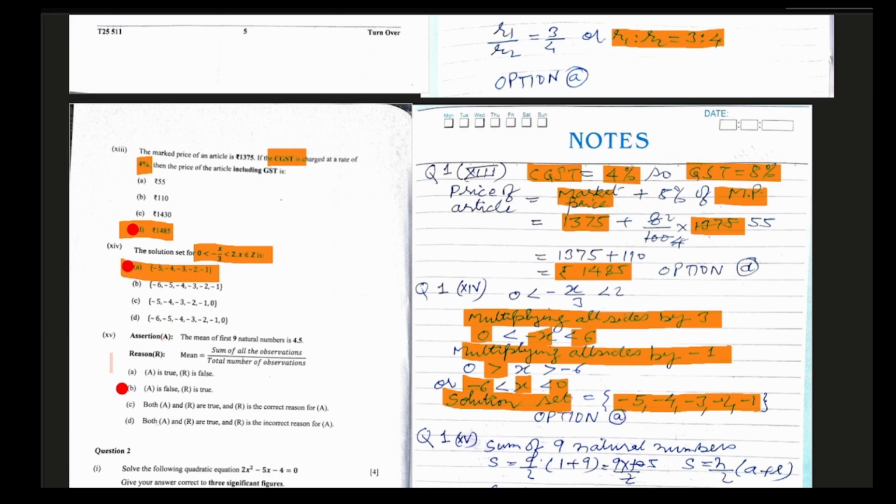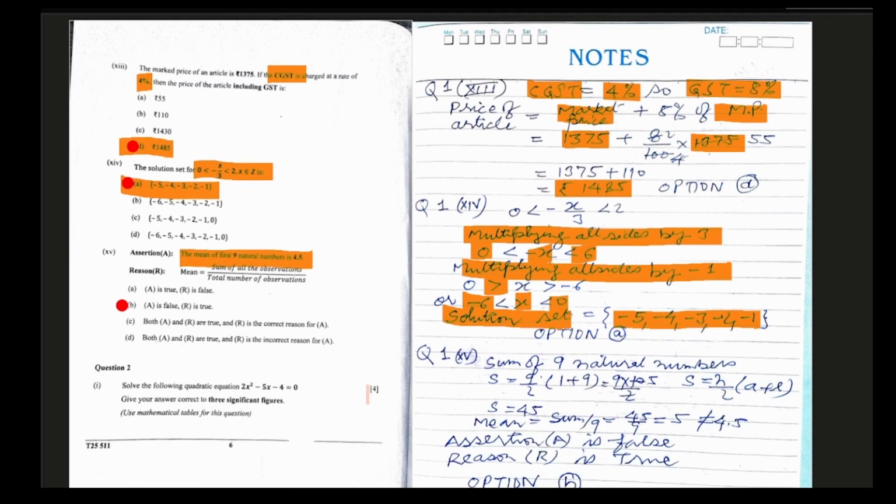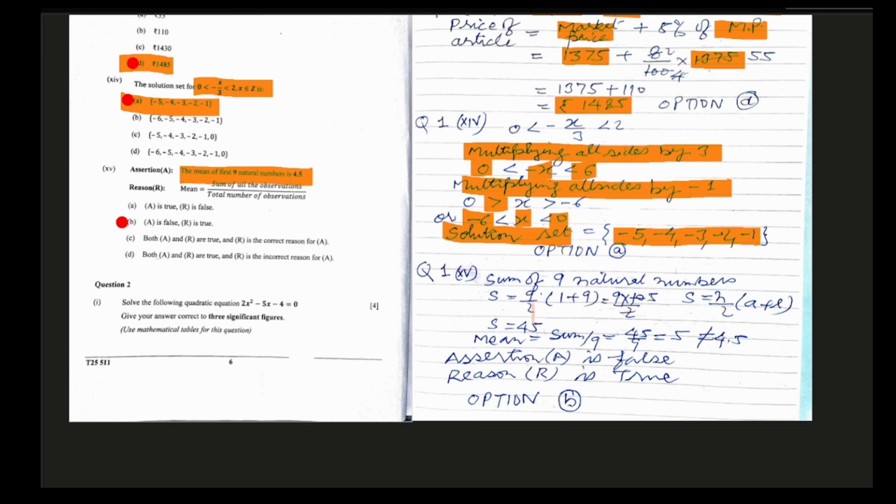Now move to the last question, that is question number 15. Assertion is given: the mean of 9 natural numbers is 45. The formula for the sum of natural numbers is n by 2 times first term plus last term.